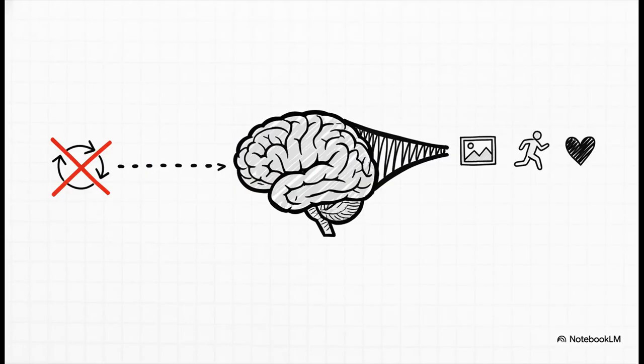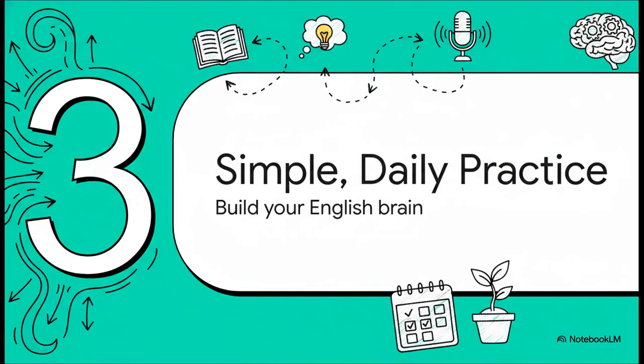And this is so important. Your goal is not to get faster at translating. Your goal is to stop translating altogether. You want to build a direct highway from an idea in your head straight to the English word for it. So, how in the world do we actually build this new habit? Well, the good news is you don't need to spend hours studying. It all starts with really simple daily practices that you can weave into your life, starting today.